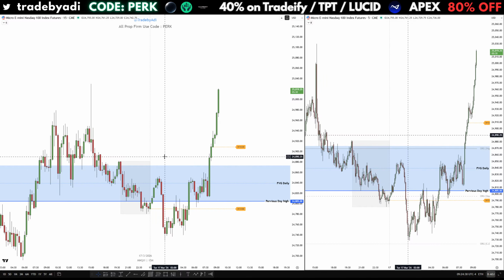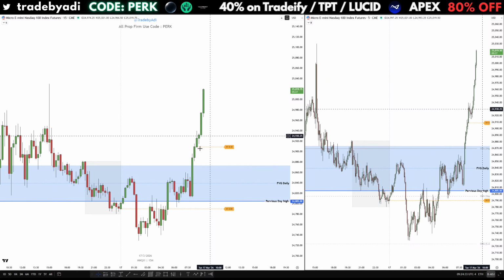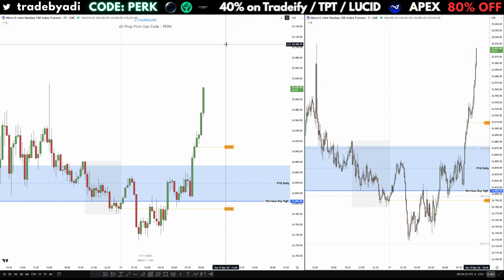So right now we have an expansion in an overnight session again. The pre-market has expanded higher, and we also have the FOMC tomorrow on Wednesday.